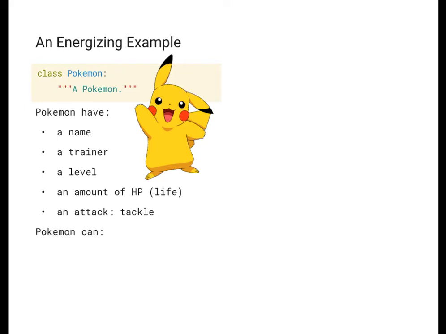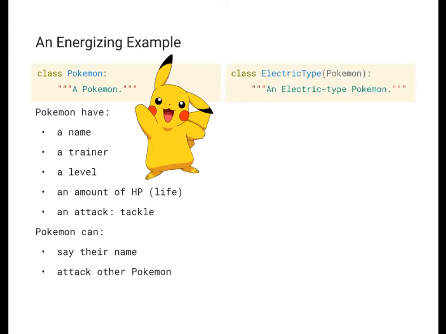And Pokemon have behaviors as well. Pokemon can say their name, they can speak, and they can attack other Pokemon. So this is the interesting part where you have behaviors between objects. Like what happens when I have this Pokemon attack this Pokemon? Something changes about their attributes.